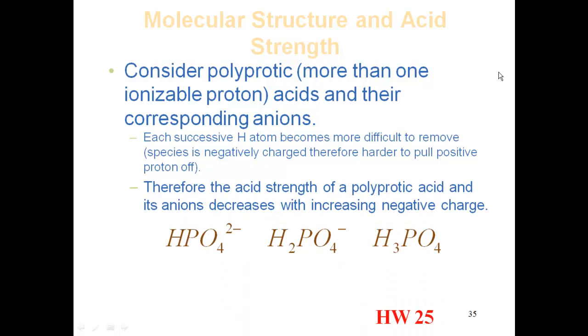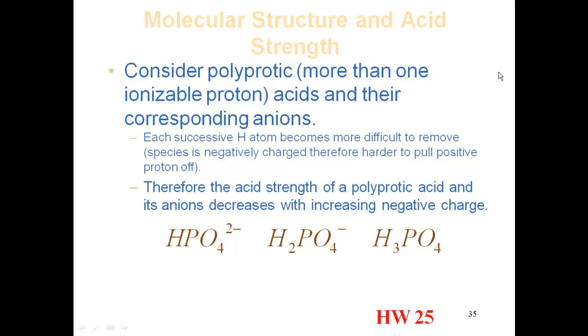Therefore, if we look at the acid strengths of this series, H3PO4, H2PO4 minus, HPO4 2 minus: as it becomes a charged particle, I have to pull off a positive proton. It's going to get harder and harder as that charge gets higher and higher. So the acid strengths of your polyprotic acid and its anions decrease with increasing negative charge.